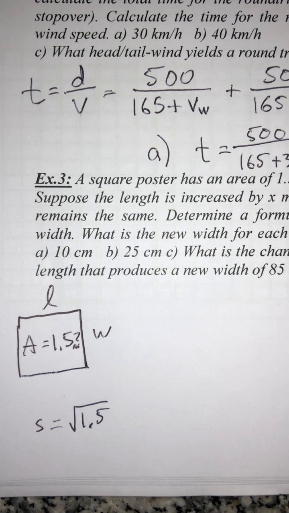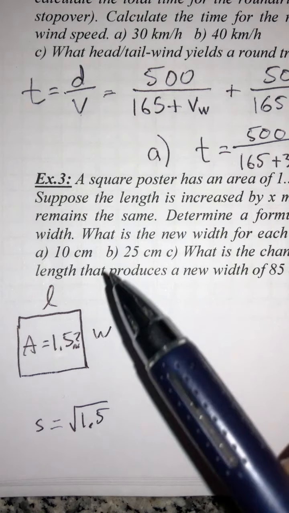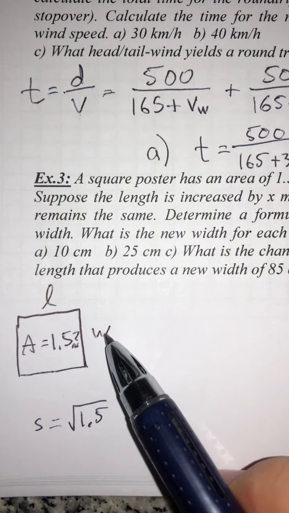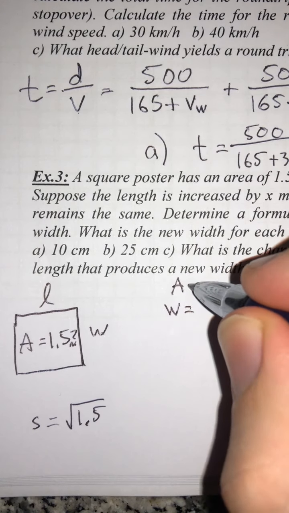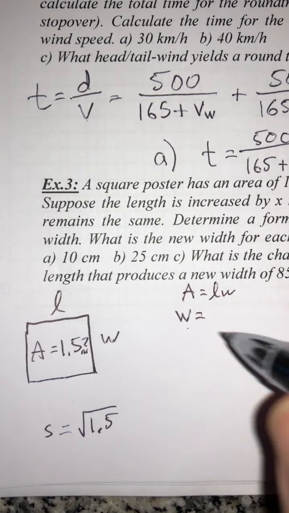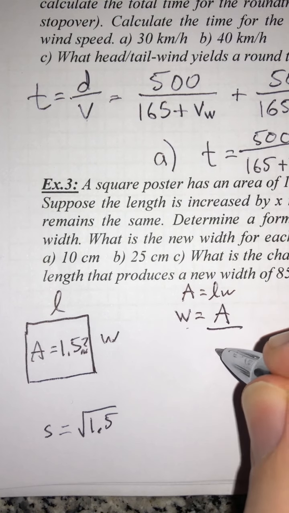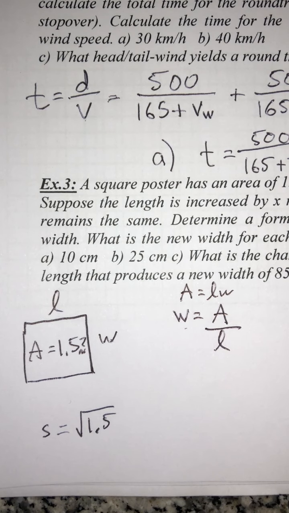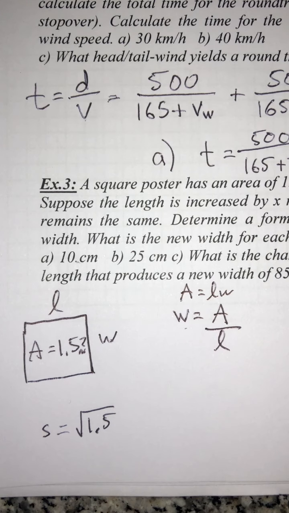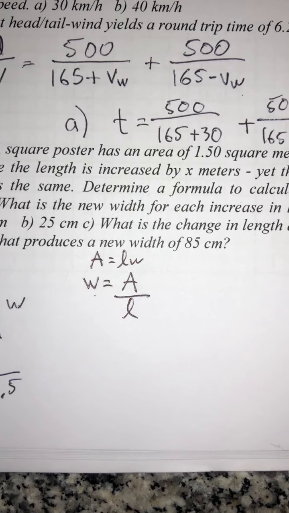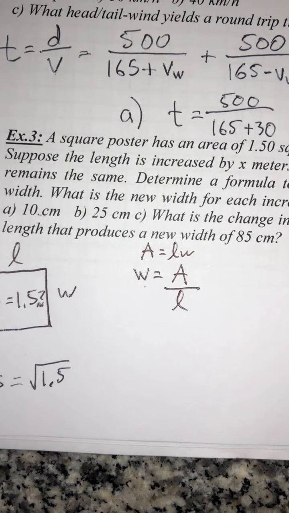And now we're going to solve some questions with this. So determine a formula to calculate the width. So my width, remember area is just length times width. So width is area over length. Not too bad. Now, what does it say? What is the new width for each increase in length? So these are increasing in lengths. So let's take a look at this. So I'm just going to do one of those.